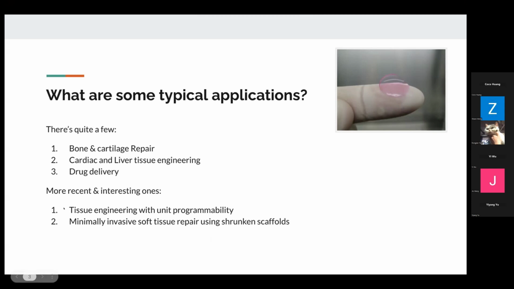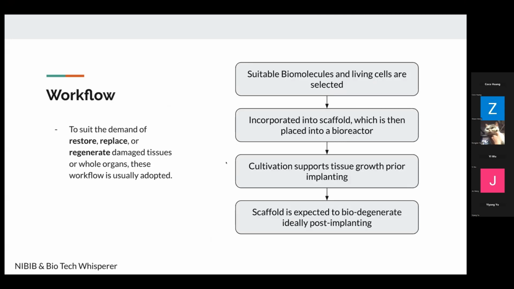Okay, so there are some more recent and interesting developments in the field that I found to be interesting. One of them is the unit programmability of tissue engineering. And the second one is the minimal invasive soft tissue repair using shrunken scaffolds. And what is the scaffolding and what are growth factors that I just talked about? Let's dive into that in the next slide. Okay, sorry, workflow. Let's go through the workflow first.